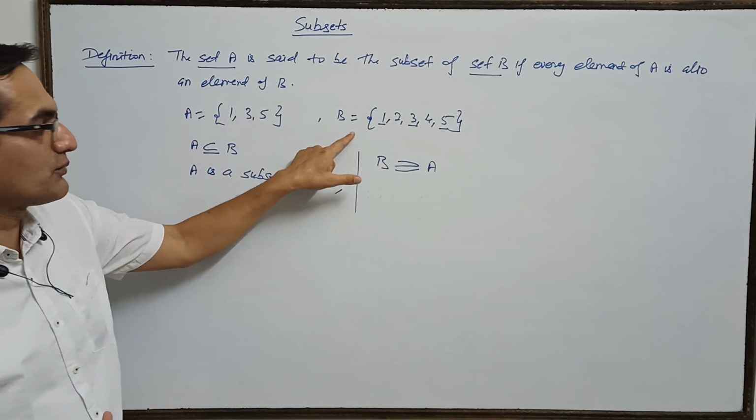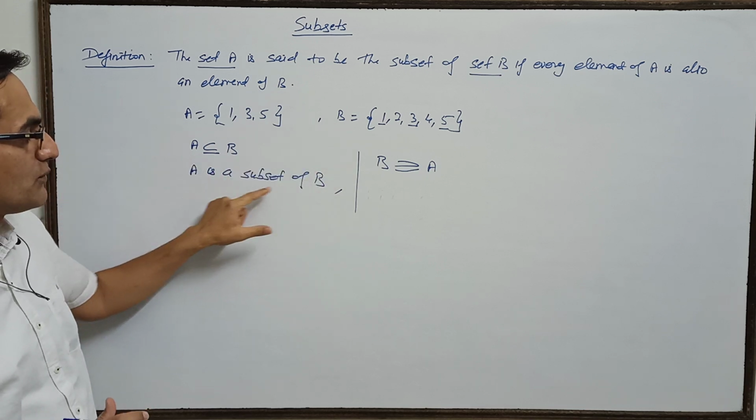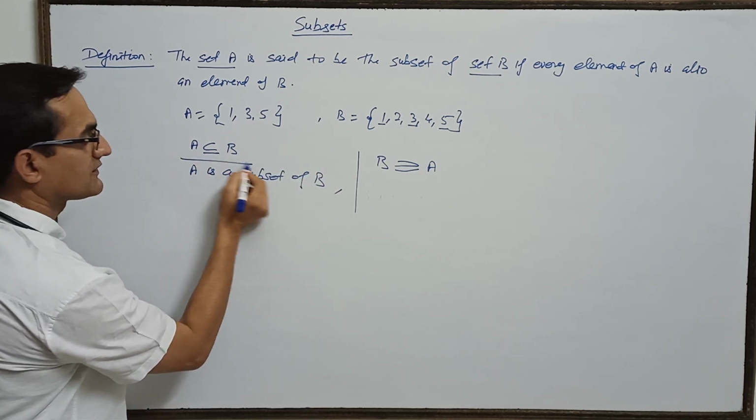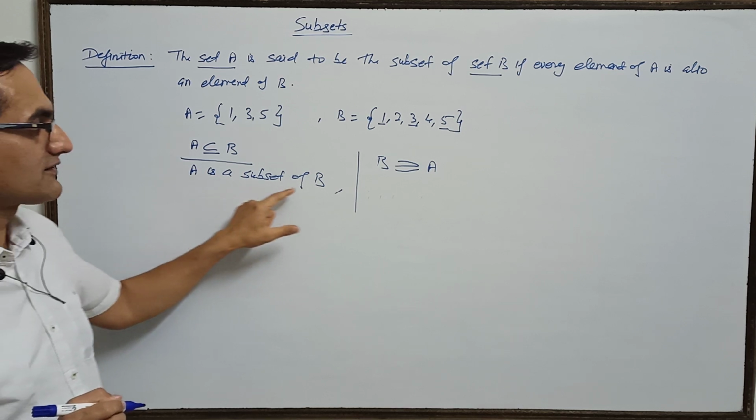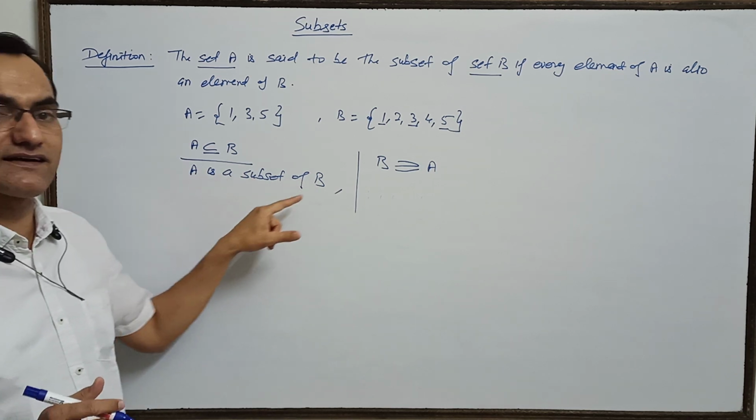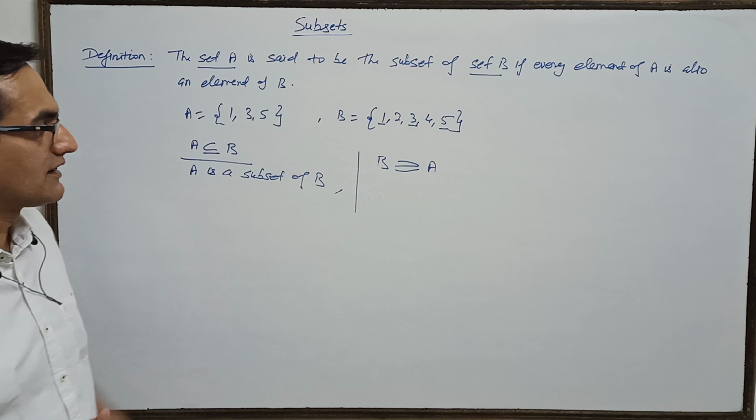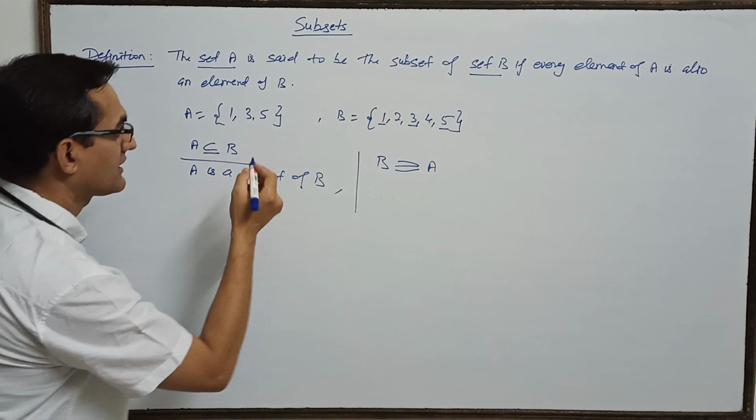A is a subset of B. We will represent it like this, and we will say A is a subset of B, या A is contained in B. Is it clear? अब ये तो था subset. अब हम एक example देखते हैं.